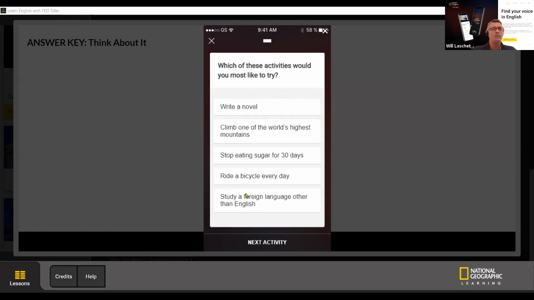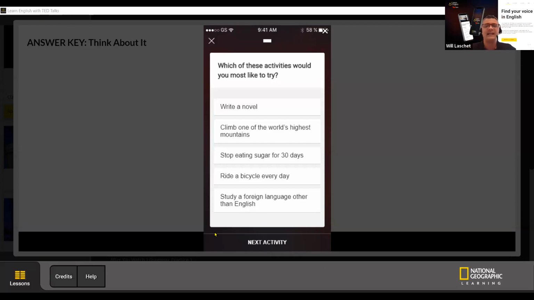So we've got write a novel, climb a mountain, stop eating sugar, ride a bike, or study a foreign language other than English. So these are all new things that we could do. I mean, maybe some of you have already done them, but I think probably most of them we haven't done. So I'm just interested to see which of these activities you would like to try. I'm going to give you a few more seconds to answer.